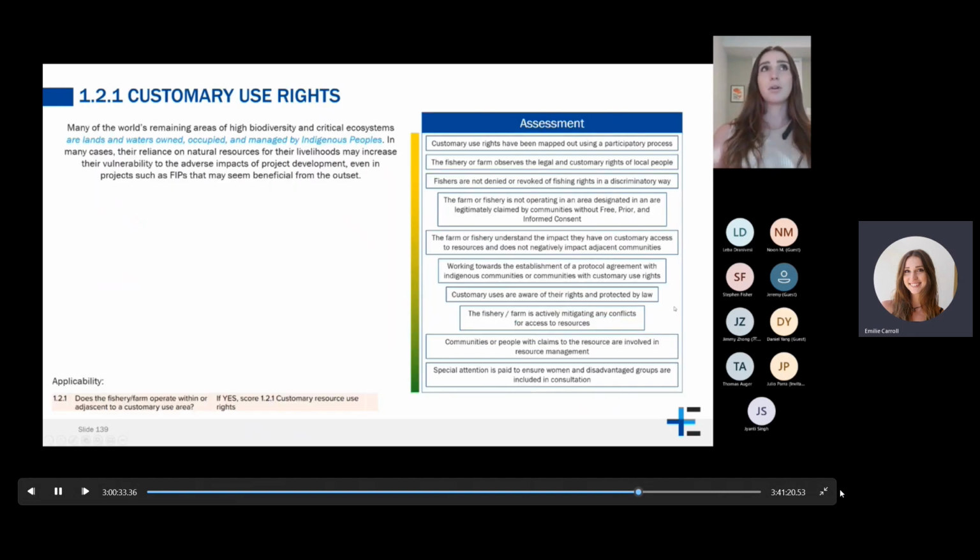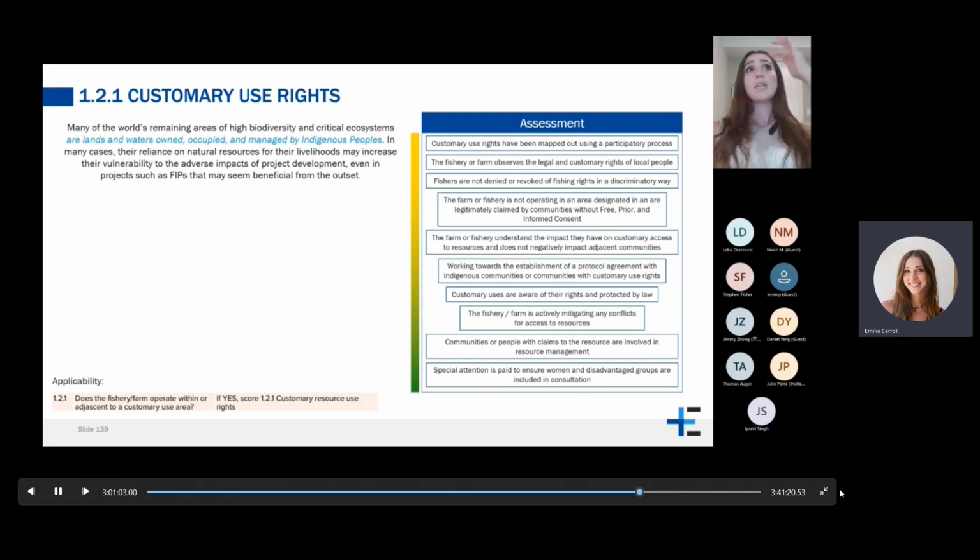All right, then we're into component 1.2. So this is, again, access rights. And first and foremost, starting off with customary use rights. So many of the world's remaining areas of high biodiversity and critical ecosystems are lands and waters owned, occupied, and managed by Indigenous peoples. So one of the main human rights that we're talking about here in relation to customary use rights affects Indigenous populations more strongly.